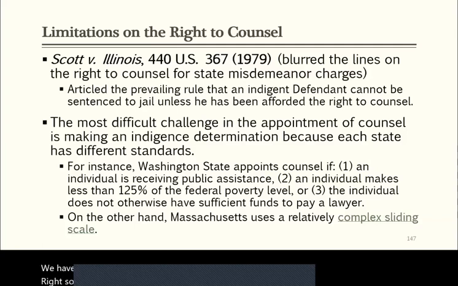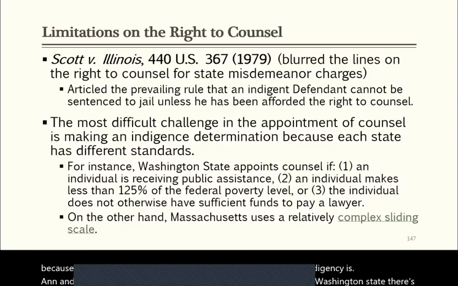Right, so for instance, Washington State will appoint counsel if 1, an individual is receiving public assistance, or 2, an individual makes less than 125% of the federal poverty level, or 3, the individual does not otherwise have sufficient funds to pay a lawyer. On the other hand, if we look at Massachusetts, it uses a complex sliding scale where you put in what your assets are, what your house is worth, all this stuff, and it's this really complex sliding scale. I encourage you to click the link and take a look at it because it is so fascinating. So states, they get to define what indigency is. And they all do it differently. Like I said, if you compare Massachusetts to Washington State, there's a big difference.